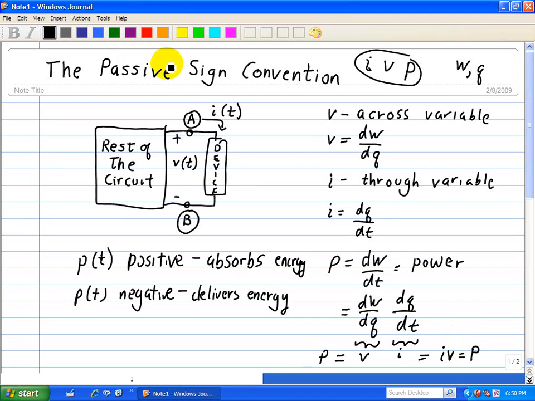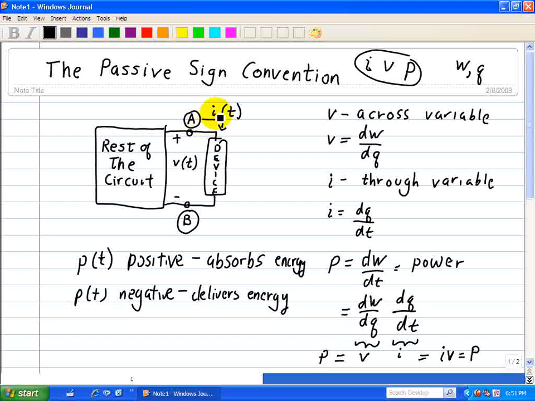So what do we mean by the passive sign convention? Well, here in this drawing, we're given the rest of the circuit shown here and some device connected to this circuit. I have what we call nodes A and B connected to this circuit. Now, by convention, if I assign a current in this direction as a reference, then I must assign my voltage as plus on top here and minus at the bottom. Now, this doesn't explain what's happening in the circuit, it just serves as a reference point.